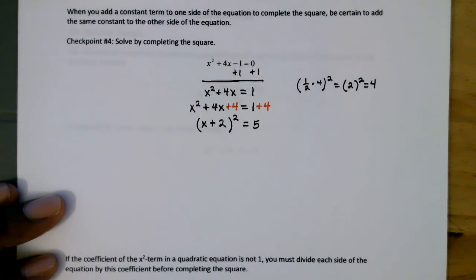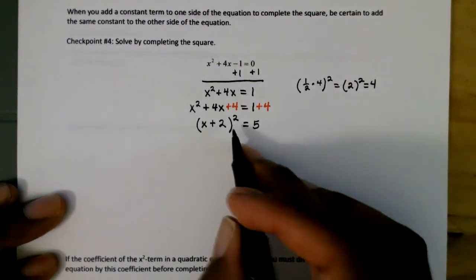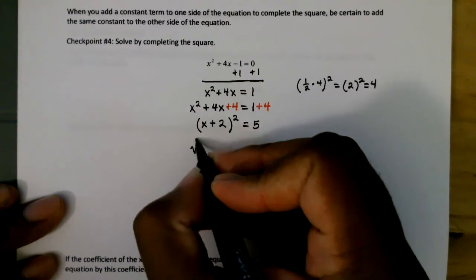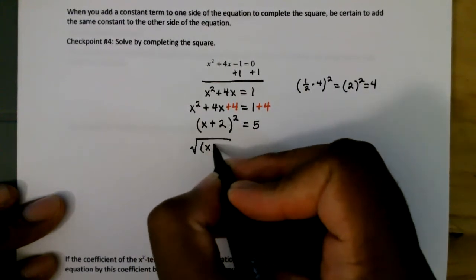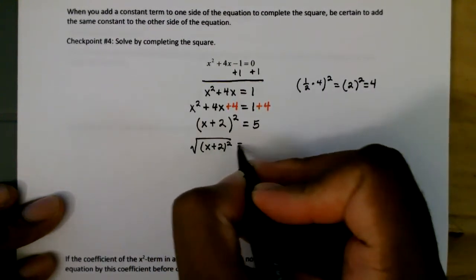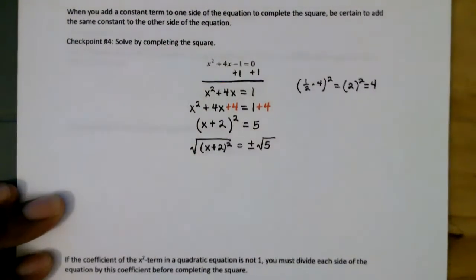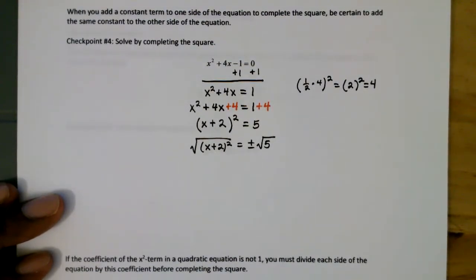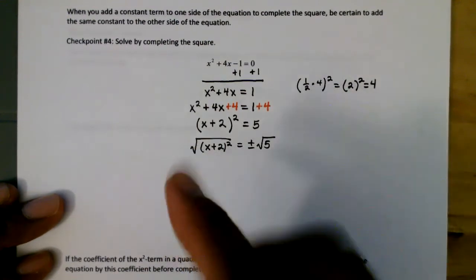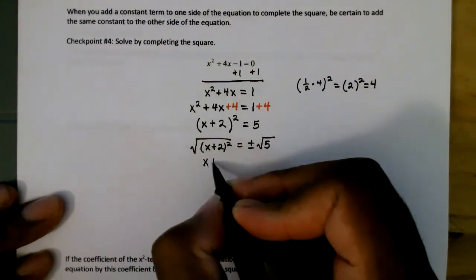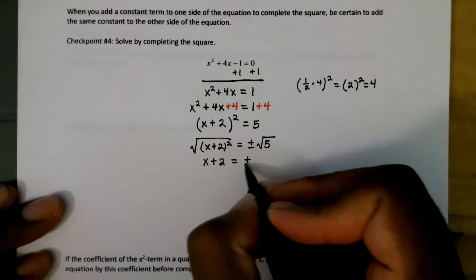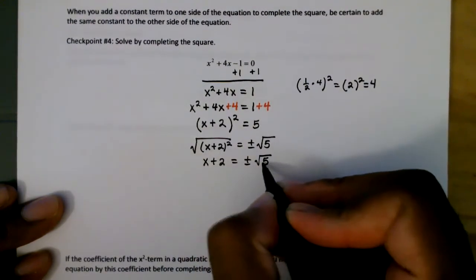And now we're going to use the square root property to solve this. I'm squaring this, so the opposite of squaring something would be to take the square root on both sides. And of course, we include plus or minus as well when we take the square root of both sides. Now, the square root of x plus 2 quantity squared would just simply be x plus 2. That's equal to plus or minus the square root of 5.